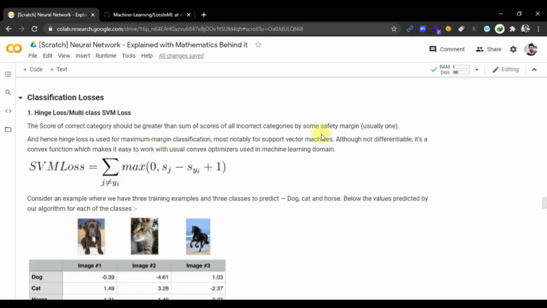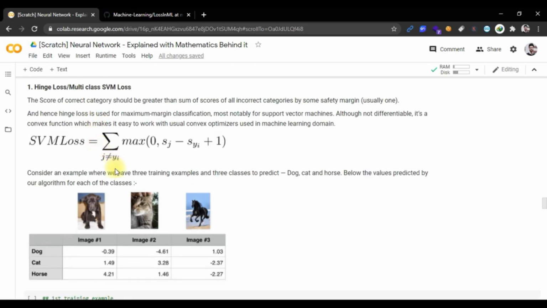So the hinge loss is used for maximum margin classification, mostly in support vector machines. Although not differentiable, it is a convex function, which makes it easy to work with the usual convex optimizers used in the machine learning domain. So consider an example here.